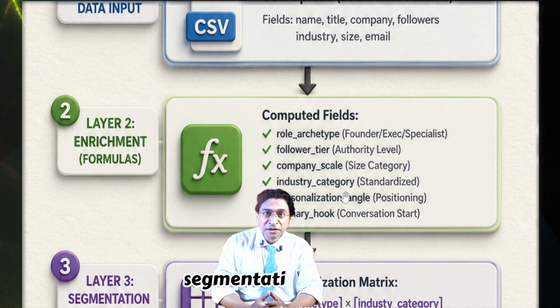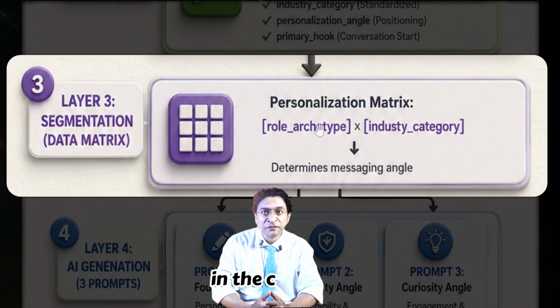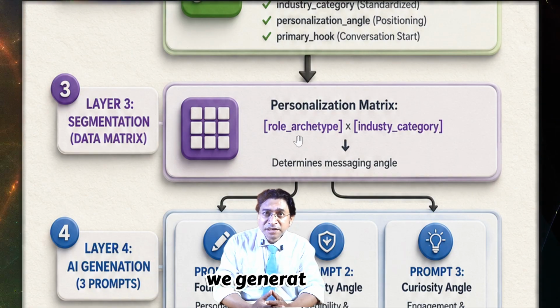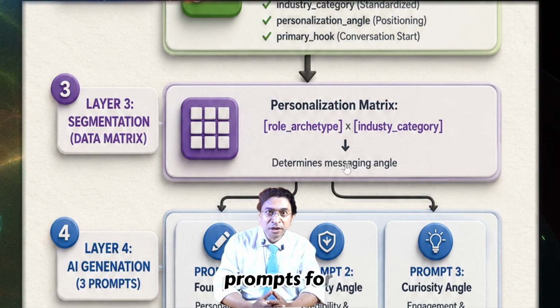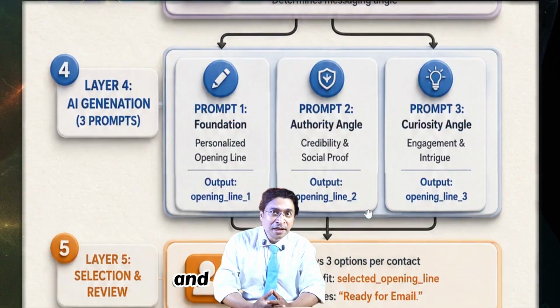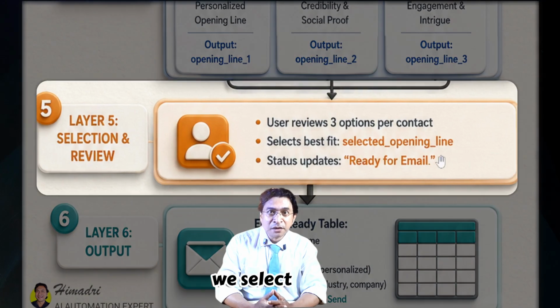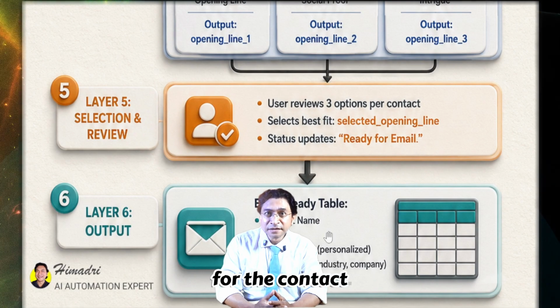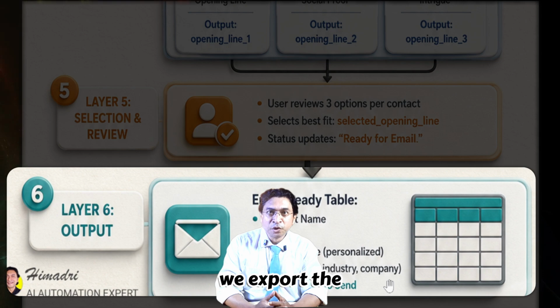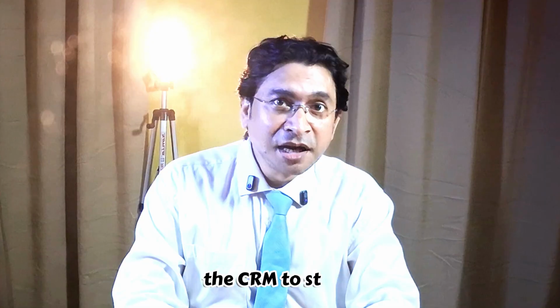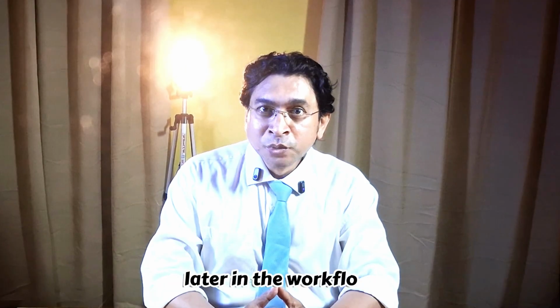Layer 3 is segmentation, where we use role type, industry category, and follower count to determine the messaging angle. Layer 4, here we generate the personalization part with prompts for the foundation angle, authority angle, and the curiosity angle. I'll explain later. Layer 5 is the selection part, where we select which angle suits best for the contact. And layer 6, we export the finished table as CSV. That's the full map for Clay. And this data will be used to create email subject and email body ready for the CRM to store and send later in the workflow.